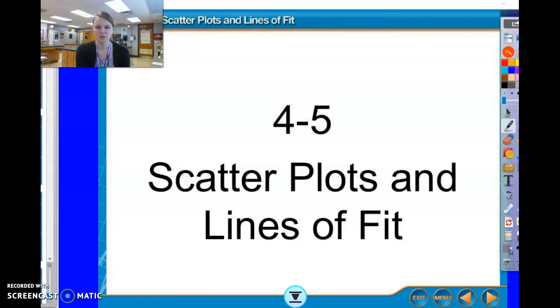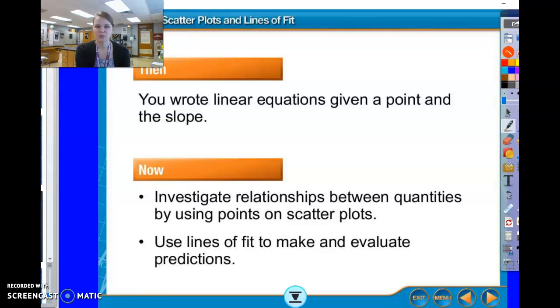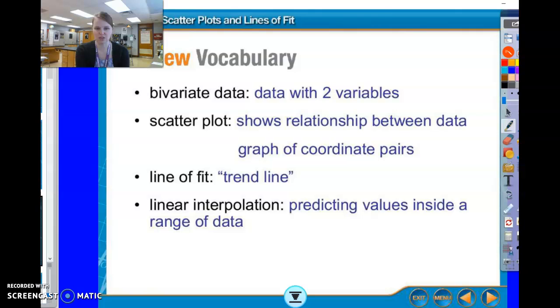Today we're looking at Chapter 4, Lesson 5, Scatter Plots and Lines of Fit. So previously we were writing equations given a point and the slope, or 2 points. Today we're looking at relationships between the quantities using the points. We're also going to create lines of fit and write equations based on those to help us make predictions and such. So we've worked with equations with two variables before.